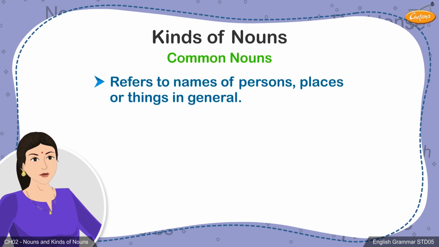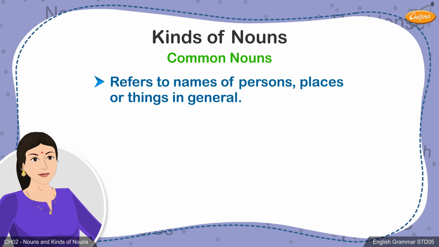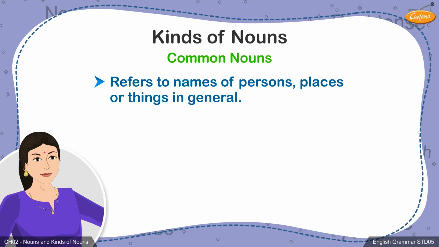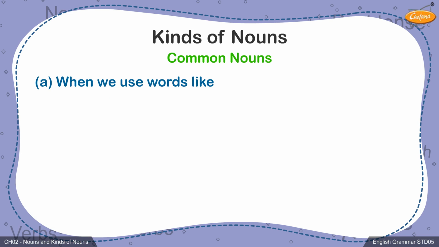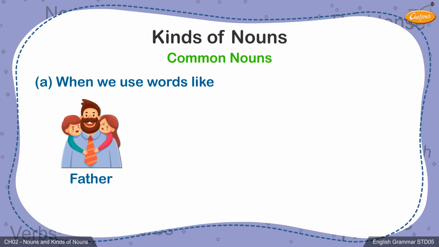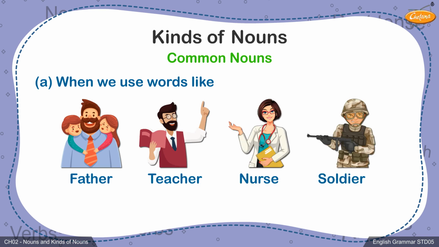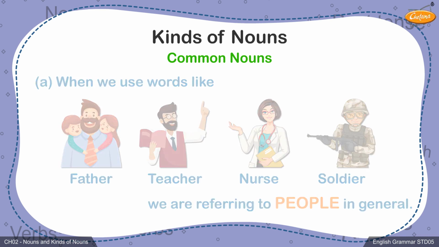A common noun refers to names of persons, places, or things in general. This means that when we want to talk about people, places, animals, or things in general, we should use common nouns. Look at the examples below. A. When we use words like king, man, woman, mother, father, teacher, nurse, soldier, etc., we are referring to people in general. These are common nouns.